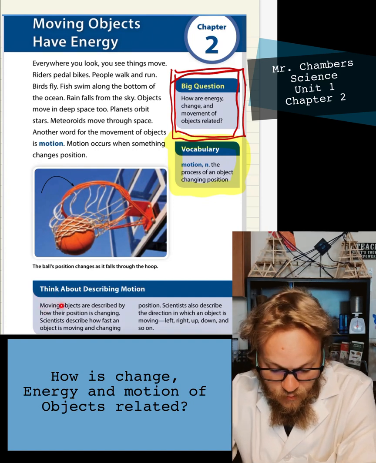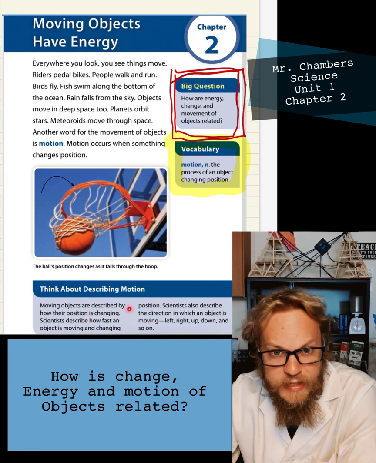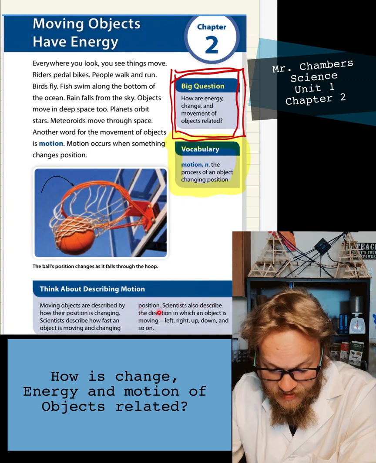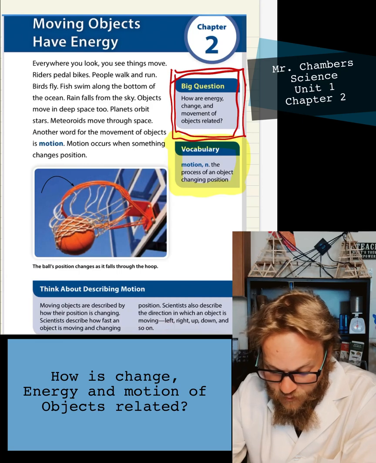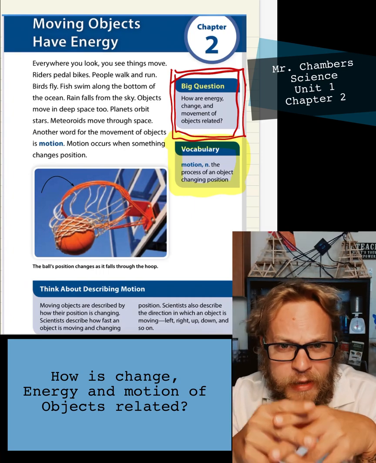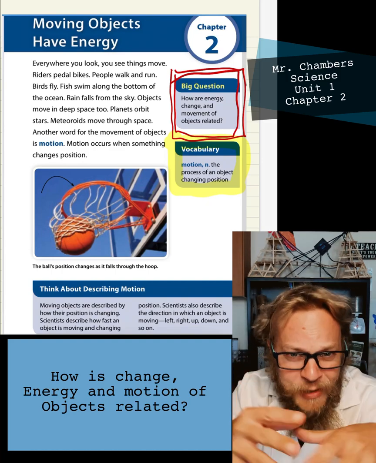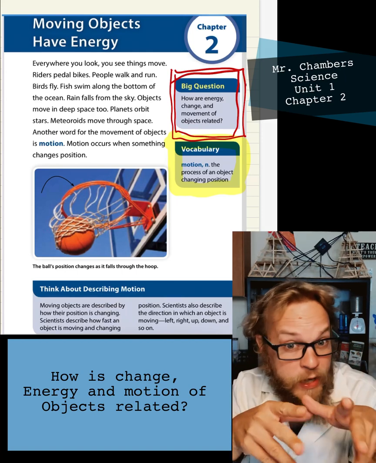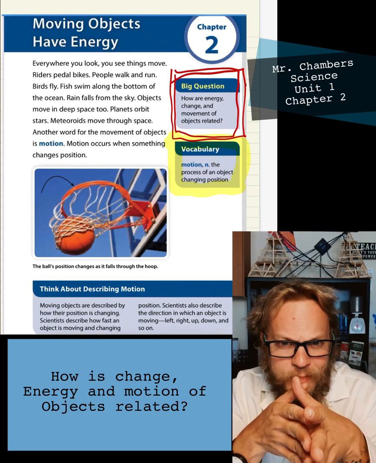Okay? So think about describing motion. Moving objects are described by how their position is changing. Scientists describe how fast an object is moving and changing position. Scientists can also describe the direction in which an object is moving, left, right, up, down, and so on. So when scientists look at motion, they're thinking, okay, how fast is it going? Usually that's like miles per hour, kilometers per hour, feet per second, or light years. How fast is it going? Or how slow is it going? Okay? It's also, where is it going?